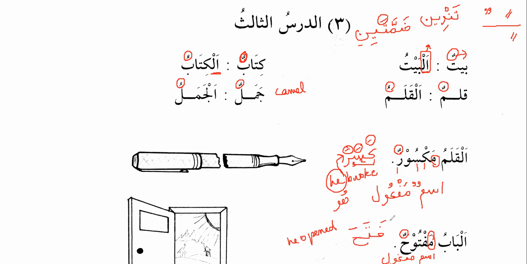The thing which is opened. The action of opening is done on what? On the bab, on the door. And the thing which is opened is the door. So the door is opened. Maftuhun. And one may ask, how do we know that there should be a waw in between? How should a person know that when I make ismun maf'ul, then there should be a dhamma or the sukoon?